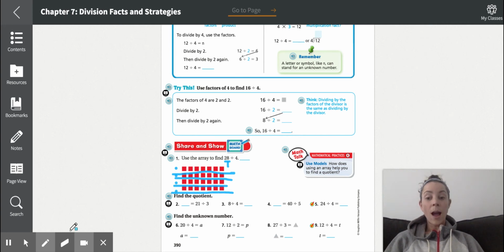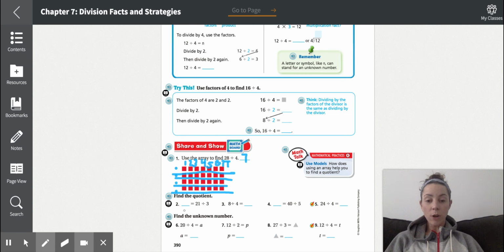So they already counted the rows. So now I need to count going across the top how many is in each. So I'm going to count 1, 2, 3, 4, 5, 6, 7. 28 divided by 4 is 7. If you got that, good job. Okay, now the next one's down here. 21 divided by 3.